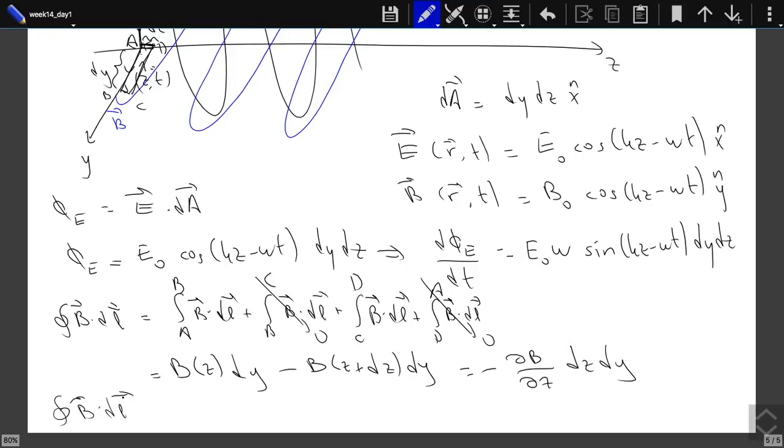I know my proposed B. This is my proposal for B. I can just take the z derivative, and it would just give me B0 sine(kz minus omega t) times dz dy. This is the integral of B dot dl.